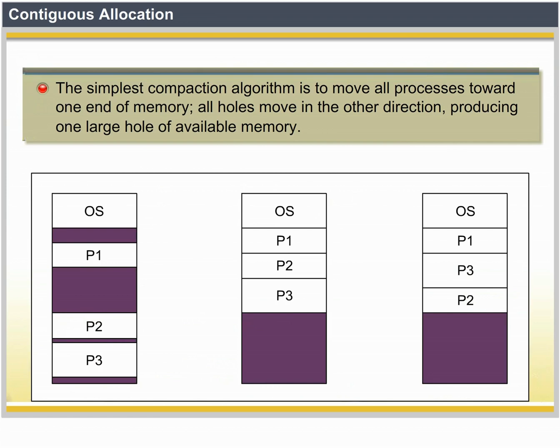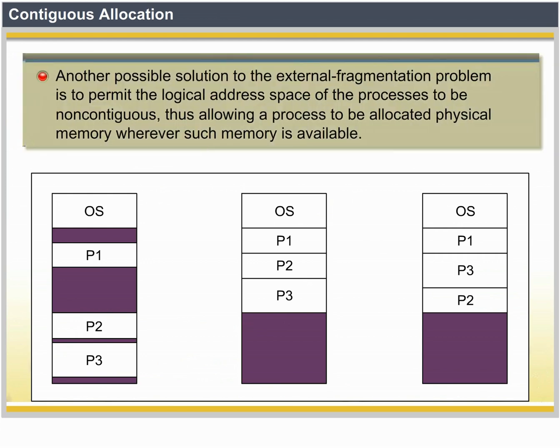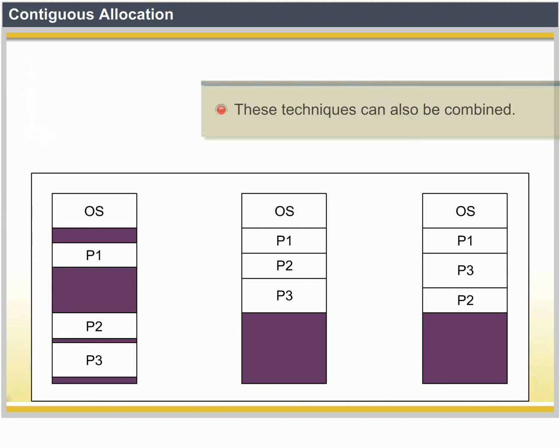All holes move in the other direction, producing one large hole of available memory. This scheme can be expensive. Another possible solution to the external fragmentation problem is to permit the logical address space of the processes to be non-contiguous, thus allowing a process to be allocated physical memory wherever such memory is available. Two complementary techniques achieve this solution: segmentation and paging. These techniques can also be combined.